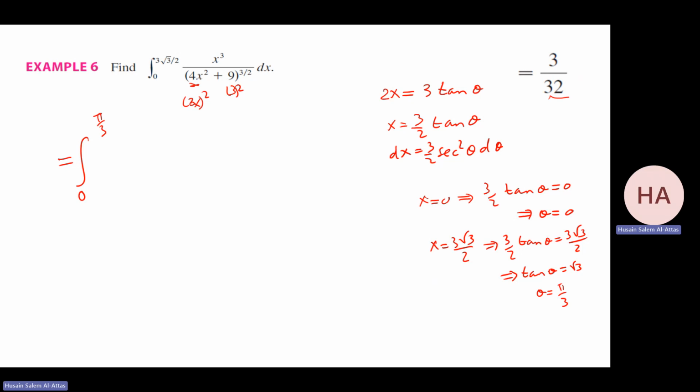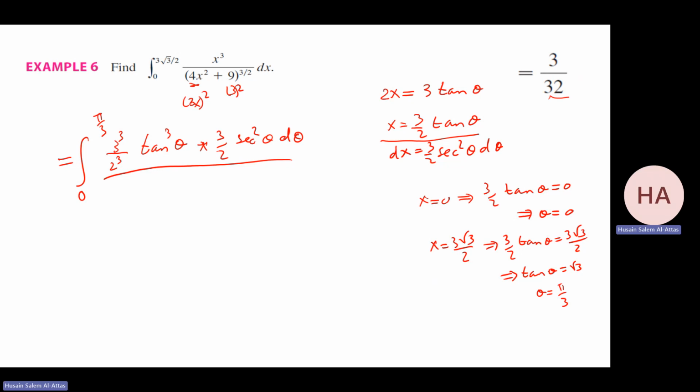Now plug the numbers. x cubed, that will be 3 cubed over 2 cubed, tan cubed theta. I just plug the x. dx, it's times 3 over 2 secant squared theta d theta over what?